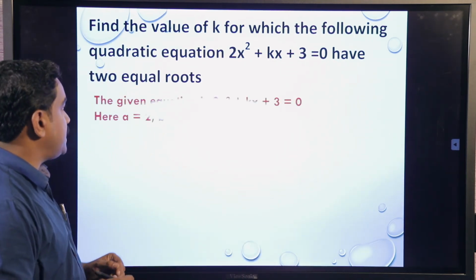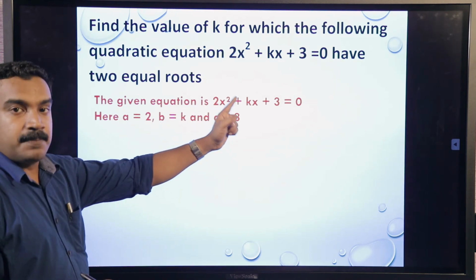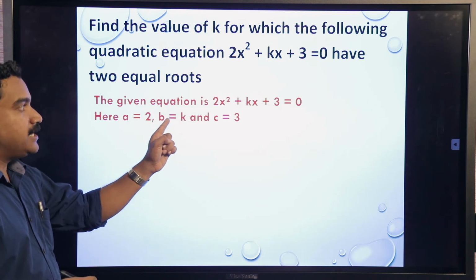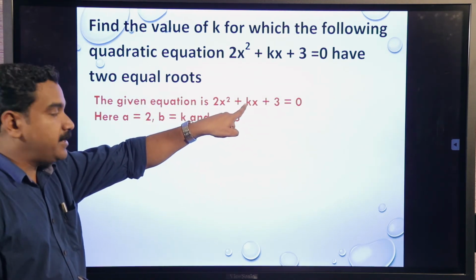First write a, b, c. The given equation is 2x square plus kx plus 3 equals 0. Then find a. What is a? a is 2, and b. b is the coefficient of x; in place of bx here we have kx.